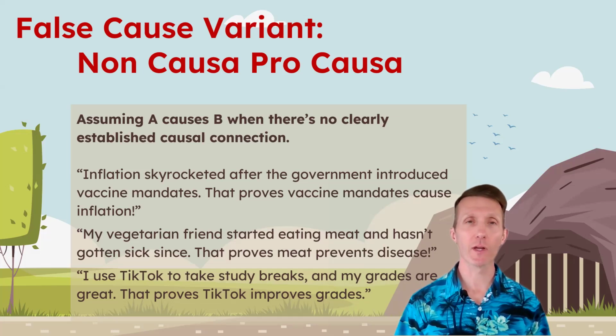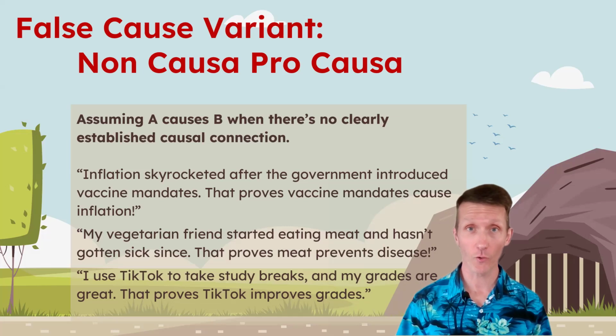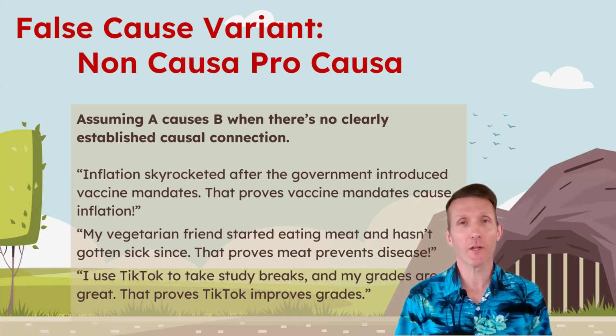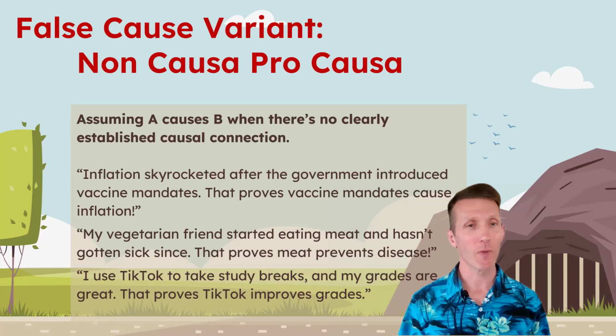My vegetarian friend started eating meat and they haven't gotten sick once since. That proves that meat prevents disease. That's also a hasty generalization, one particular case and saying it prevents all disease completely, but there could have been another reason. Maybe they didn't get sick before either. Maybe they've been taking vitamins, they started exercising, maybe they've isolated themselves, who knows?